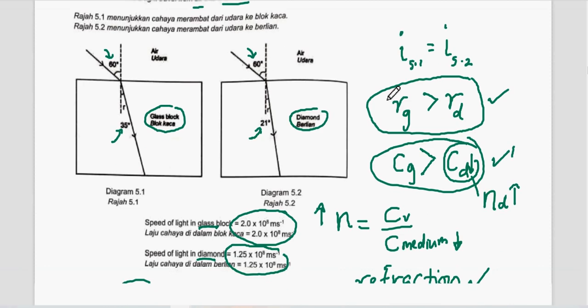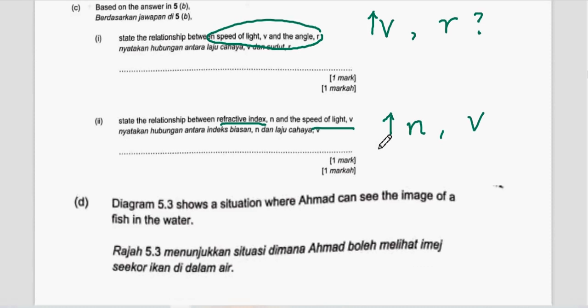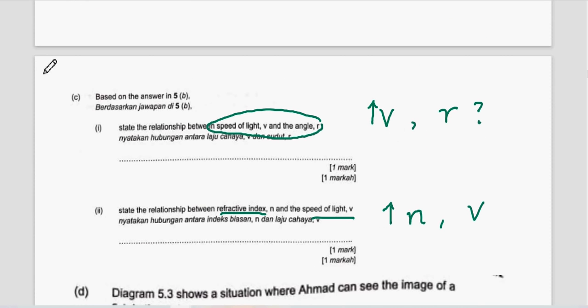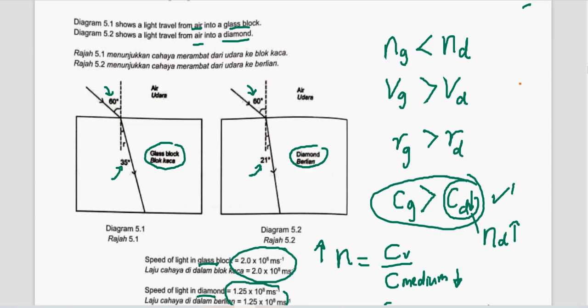We want to know the relationship between V and R. From here we know that when V is bigger, R will be bigger. So you can write: the greater the speed of light, the greater the refracted angle. And then another one is the relationship between refractive index and the speed, right? So you can do it like this.